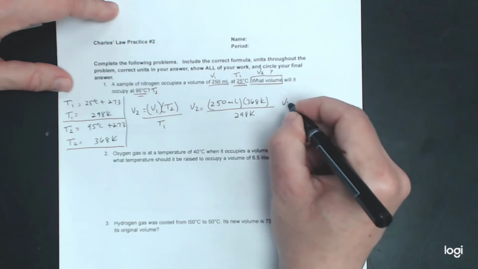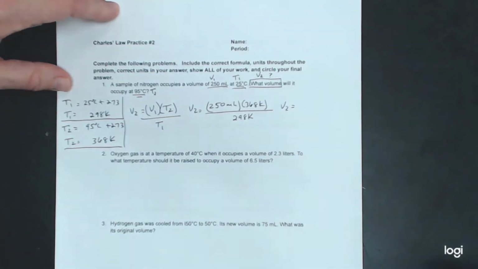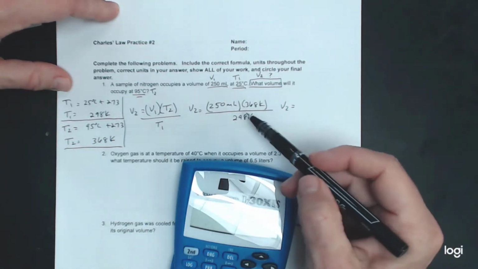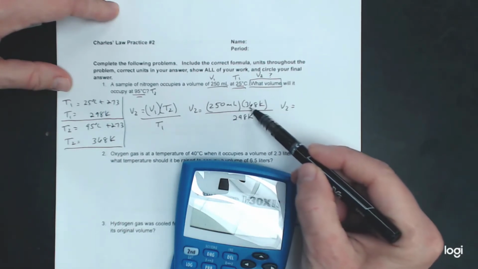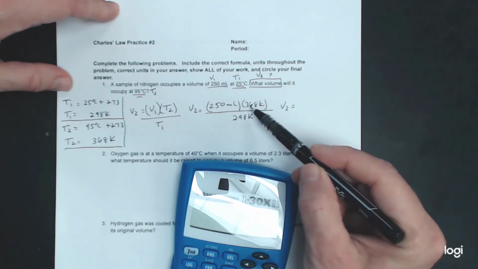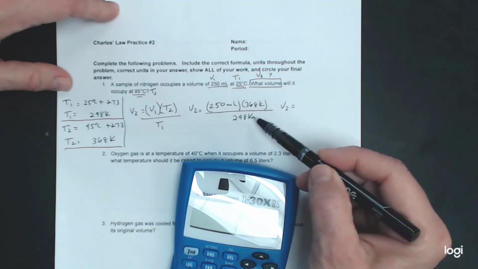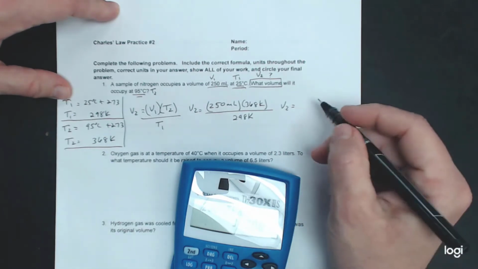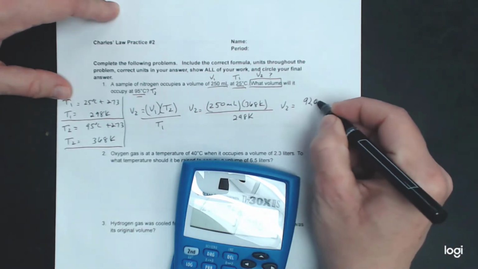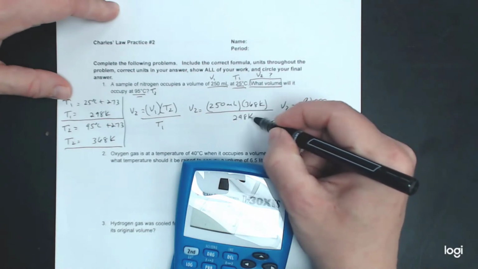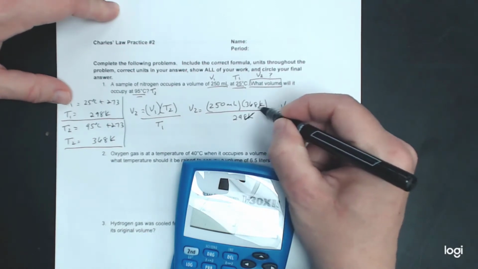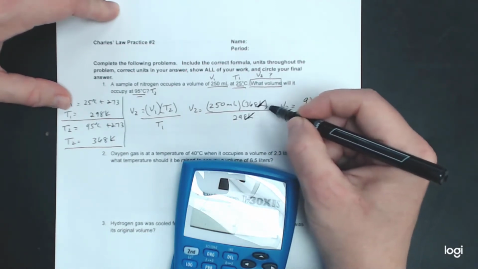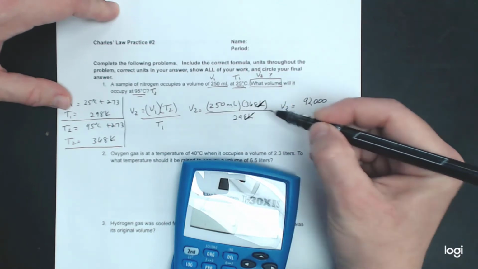So our V2 equals, and remember our order of operations. We're going to do our multiplication at the top first, and then once we get that answer, we'll divide that answer by 298 K. So 250 times 368 is 92,000. And remember, we are going to cancel out the units that are doubled up here. That's going to be Kelvin, because we want to get a volume, which means we're going to need milliliters.